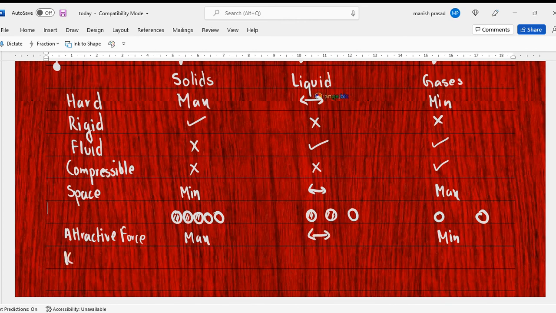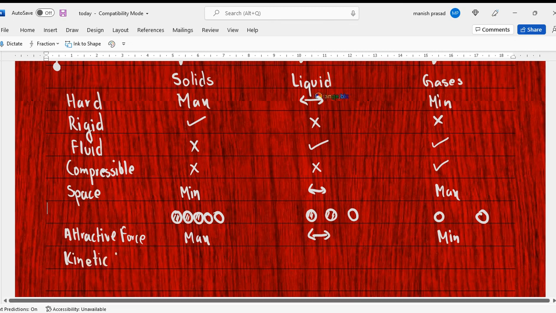Kinetic energy is the energy that is due to motion. So which one has the maximum kinetic energy: the particles of gas, liquid, or solid? Gas. Right. Okay, am I missing any other property here?